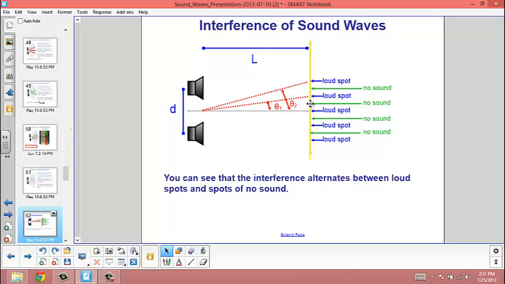At this location, we hear no sound. That means when the waves reach, they are out of phase. At this location, they're off by 1/2 of a wavelength. At this next location, they're off by 2 wavelengths. Or excuse me, 1 wavelength. 1.5, and then finally 2.